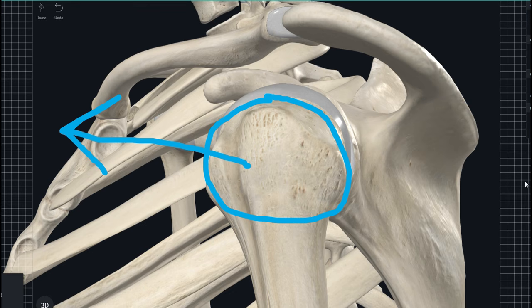Those are your rotator cuff tendons: your subscapularis, your infraspinatus, your supraspinatus, your teres minor. They all have a very important role of holding the ball inside the socket. If the ball comes out of the socket, it can compromise those tendons.